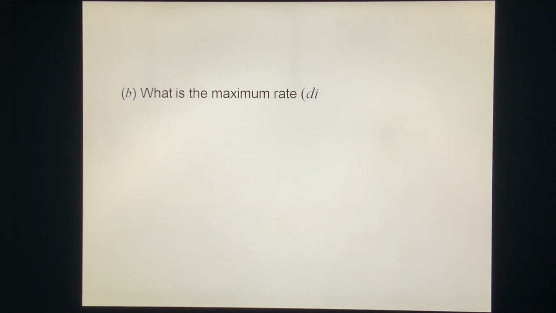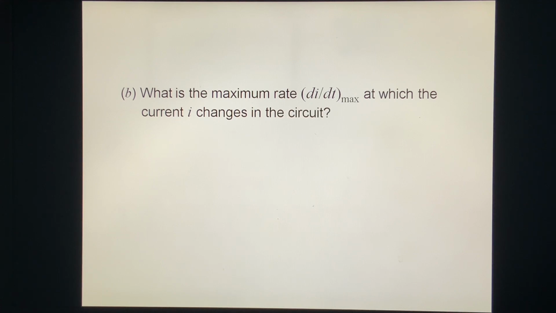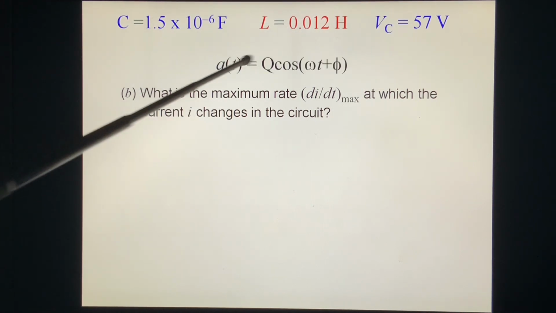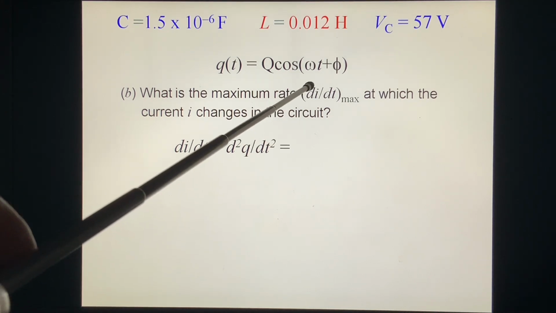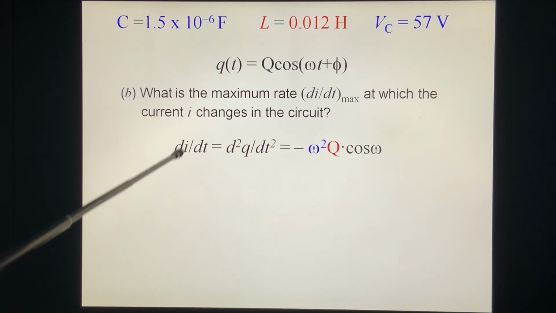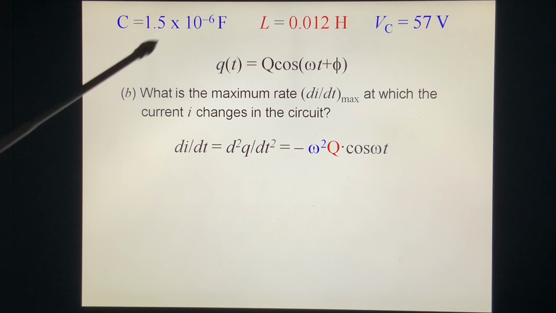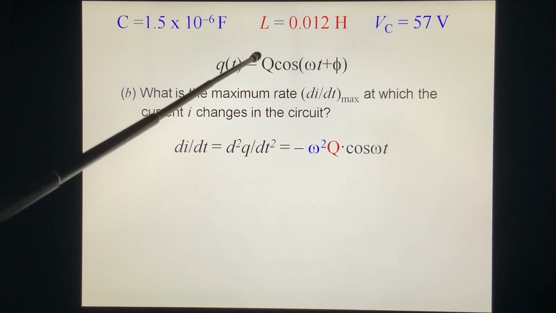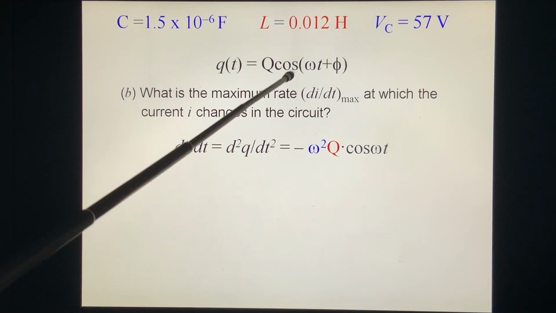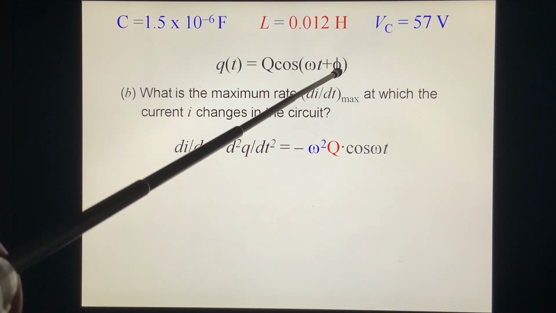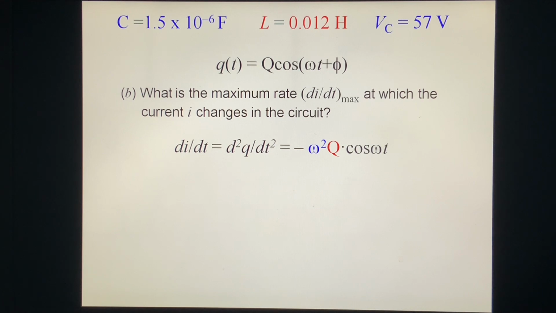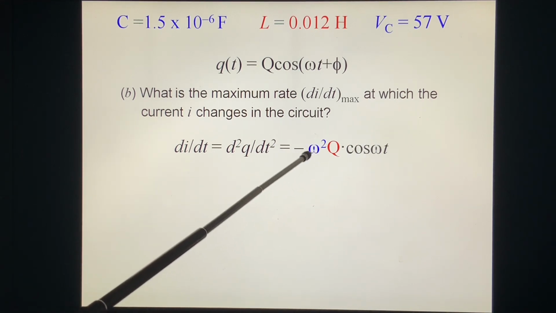Question B. What is the maximum rate, dI/dt maximum, at which the current I changes in the circuit? We know this one, C, L, and VC. And we know this answer, phi equal to 0. Now, dI/dt maximum is what we want to find. First, we find the dI/dt. dI/dt is the second derivative of Q with respect to time t. And we get minus omega squared Q cosine omega t. Phi is 0, we have proved before. Okay, so we look at the sine cosine, the maximum is omega squared Q.